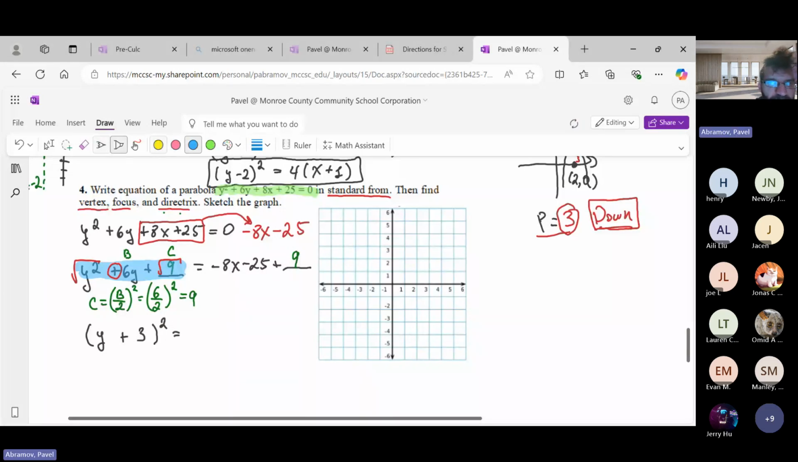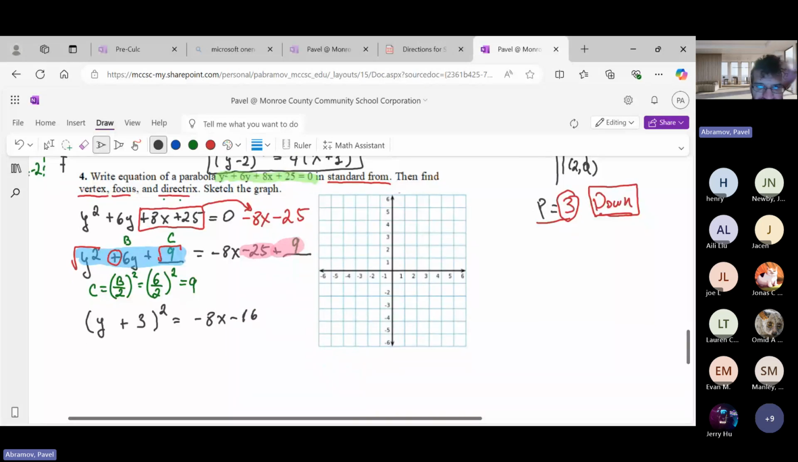equals. Now, on the right side, the only thing that we can do is combine the like terms. Negative 25 can be combined with 9. So we end up with negative 8x minus 16.